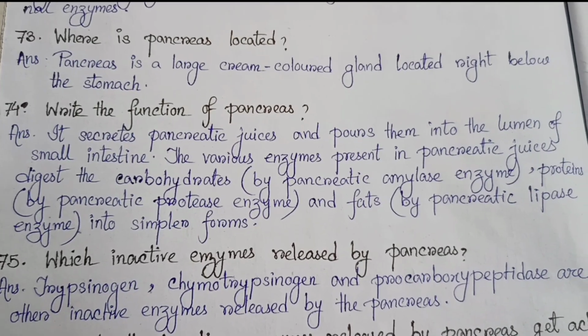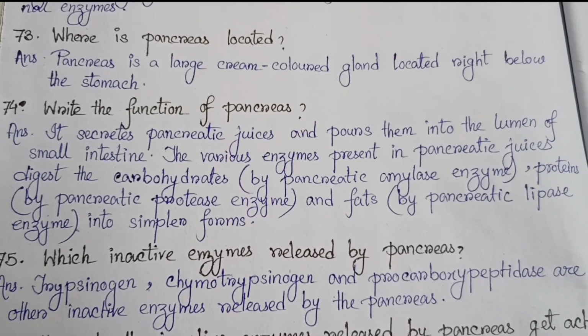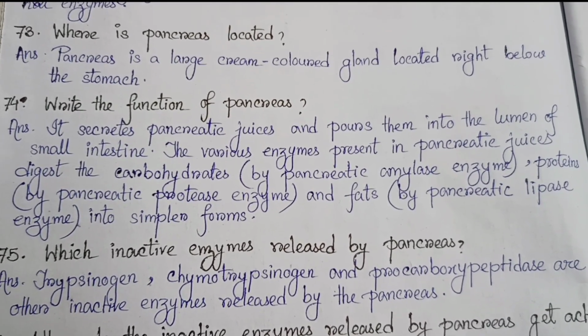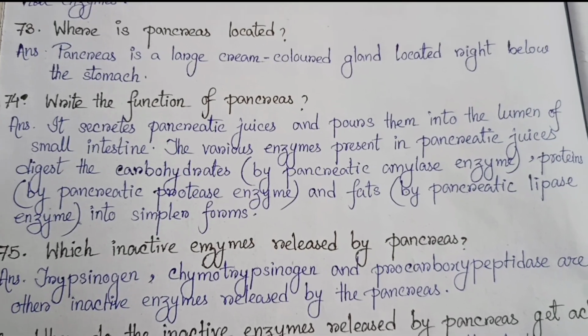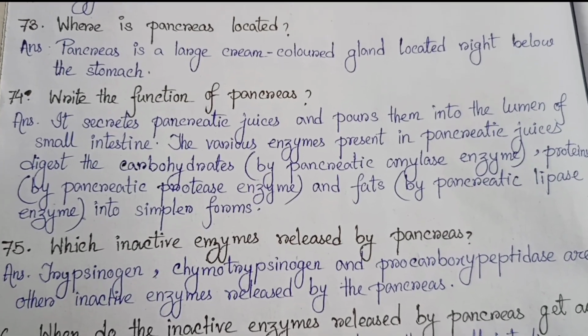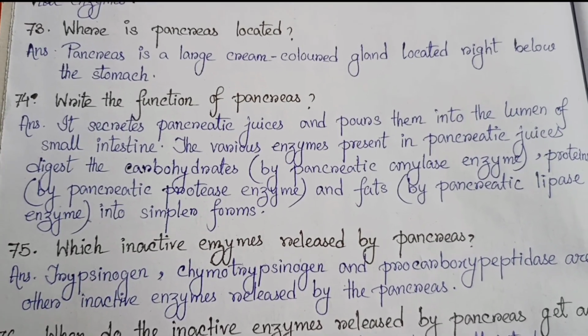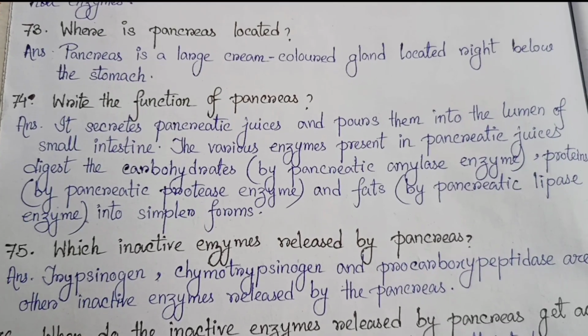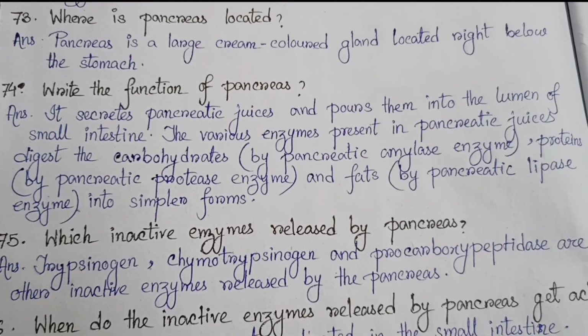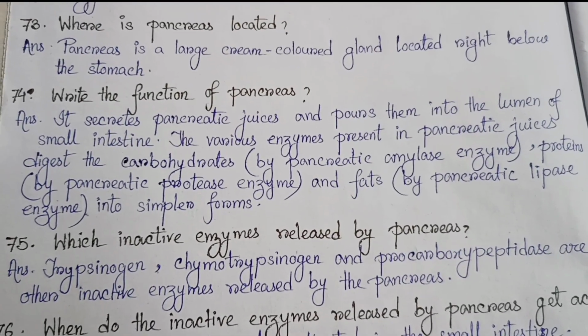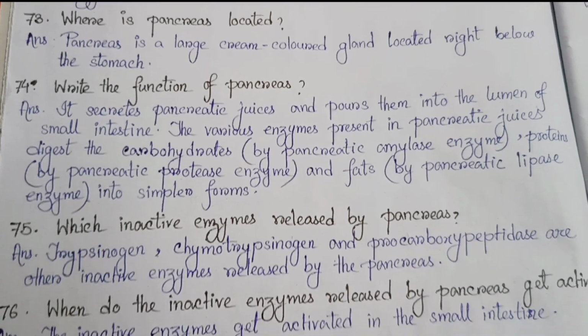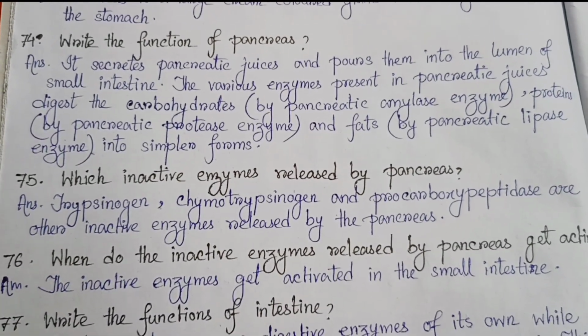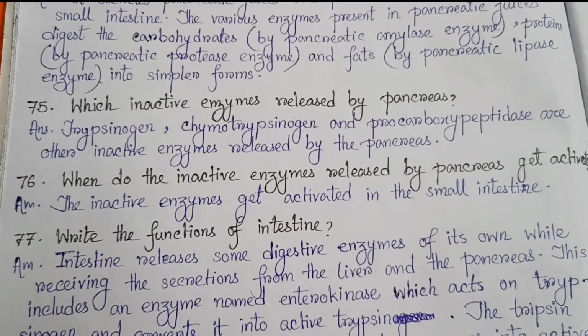74. Write the function of pancreas. It secretes pancreatic juices and pours them into the lumen of small intestine. The various enzymes present in pancreatic juices digest the carbohydrates by pancreatic amylase enzyme, proteins by pancreatic protease enzyme, and fats by pancreatic lipase enzyme into simpler forms.